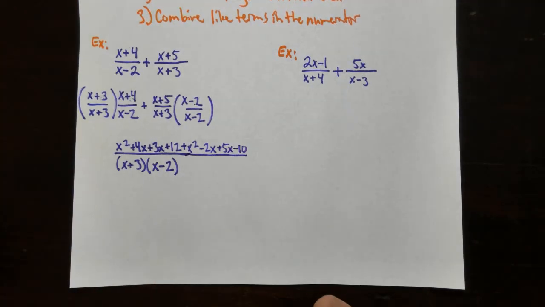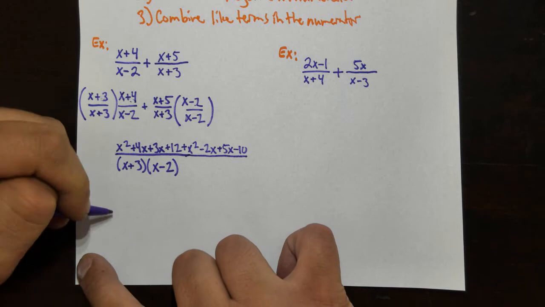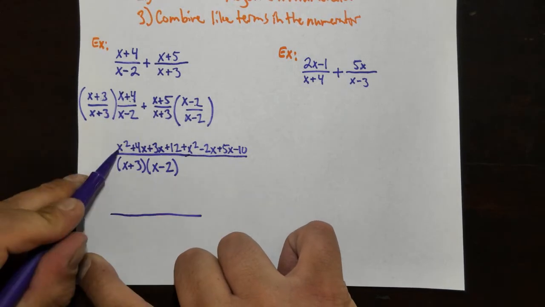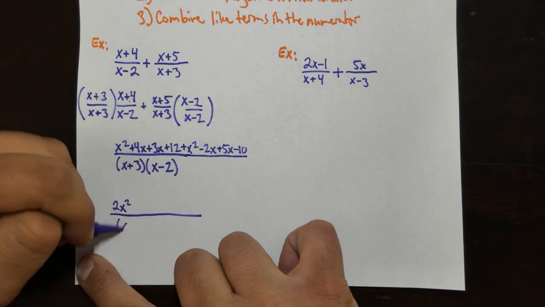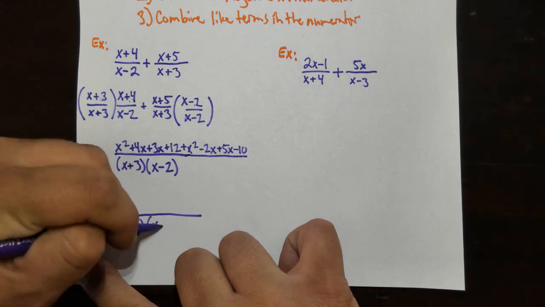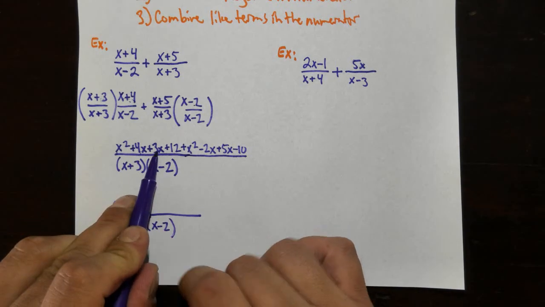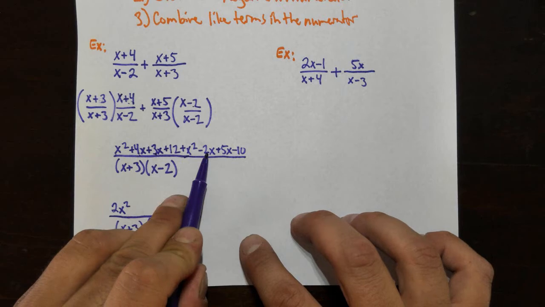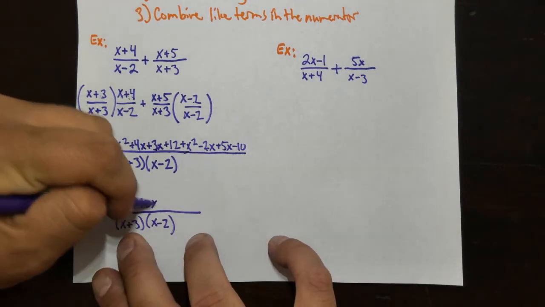So we got our first step, we got like bases, and we multiplied. Now we want to combine like terms in the numerator, and then we're done. We have 2 x squared terms here, so x squared plus x squared is 2x squared, and I'm going to fill out this bottom here. Now let's look for x terms. 4x plus 3x is 7x, minus 2x is 5x, plus 5x is 10x, so plus 10x.